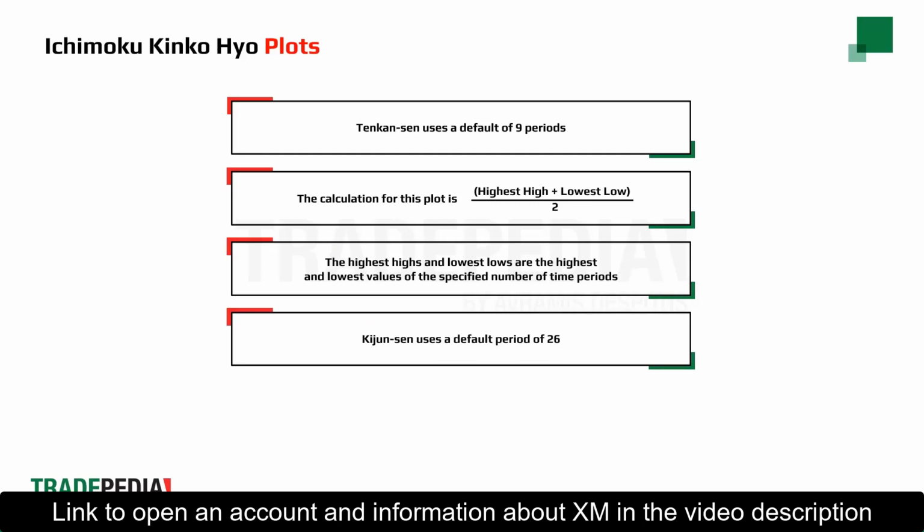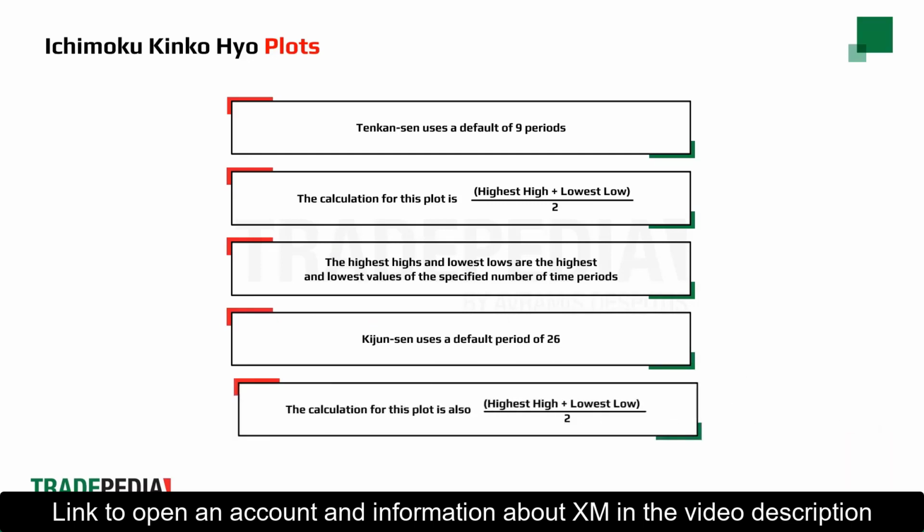The second plot is the Kijun-sen, which uses 26 periods. To calculate it, add the highest high and lowest low for the last 26 periods and divide them by 2. The third and fourth Ichimoku plots create what is known as the Kumo, or the cloud.